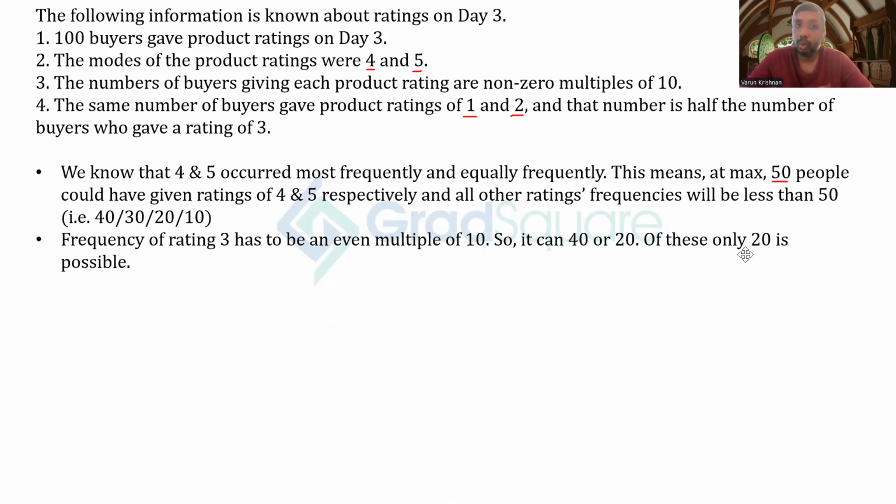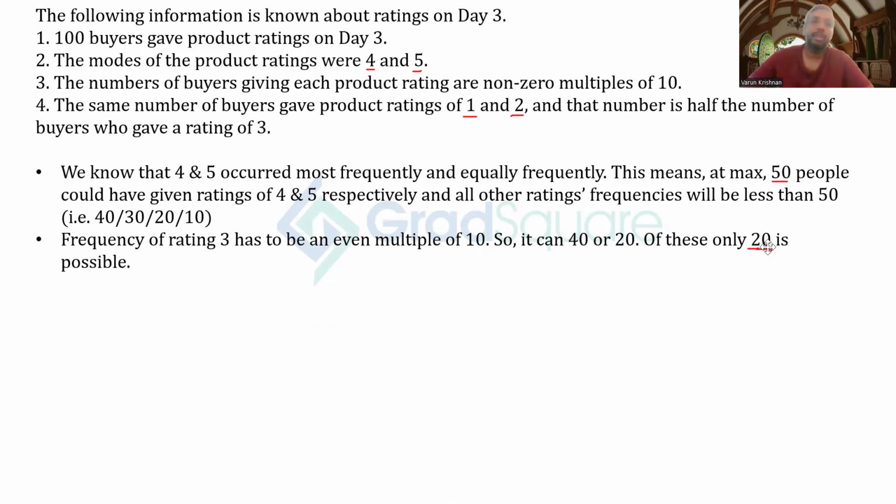Why? Because the number of people who give a rating of 3 is twice the number of people who give a rating of 1 and 2. And if all the numbers of buyers giving each of these ratings have to be multiples of 10, then of course the number of people who gave a rating of 3 has to be either 40 or 20. So if it is 40, then ratings 1 and 2 will be 20 and 20. If it is 20, ratings 1 and 2 will be 10 and 10. Of these, only 20 is possible.